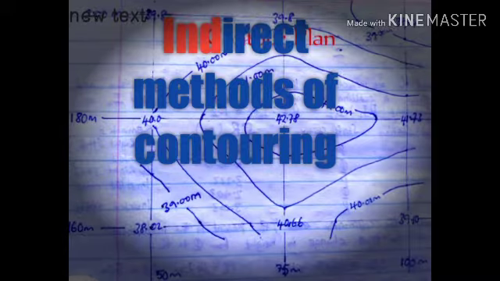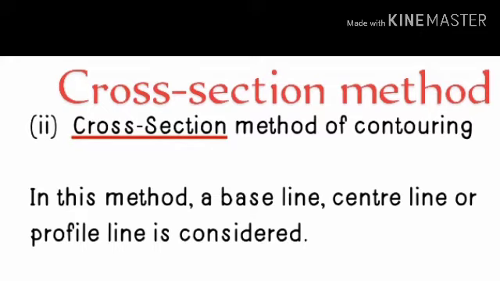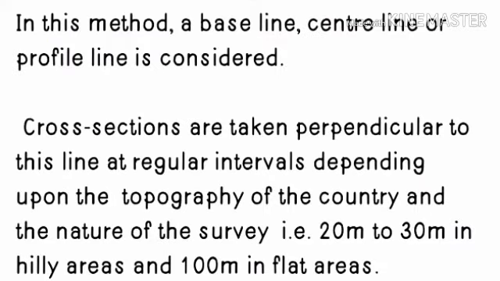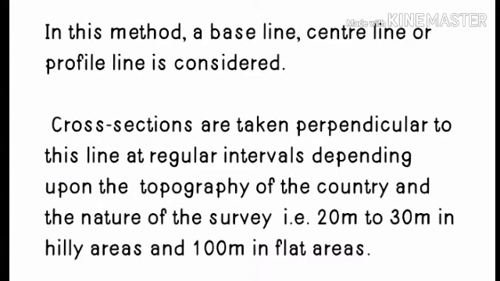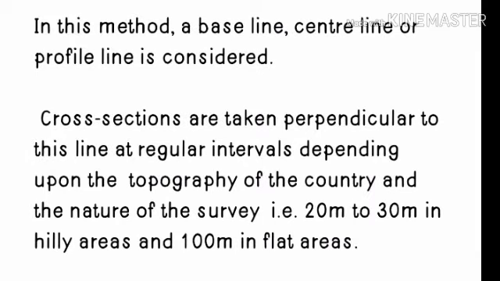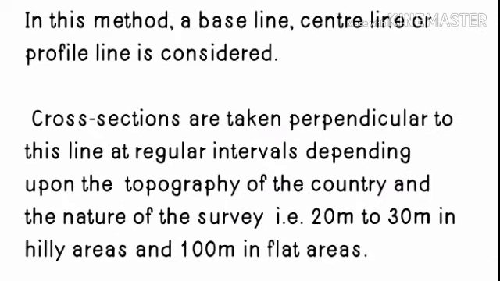Cross-section method. In this method, a baseline, a center line, or a profile line is considered. Cross-sections are taken perpendicular to this line at regular intervals depending upon the topography of the country and the nature of the survey, usually 20 to 30 meters in hilly areas and 50 to 100 meters in flat areas.